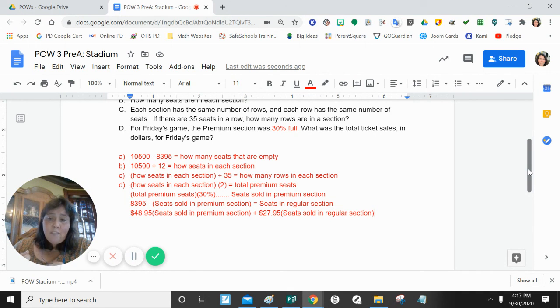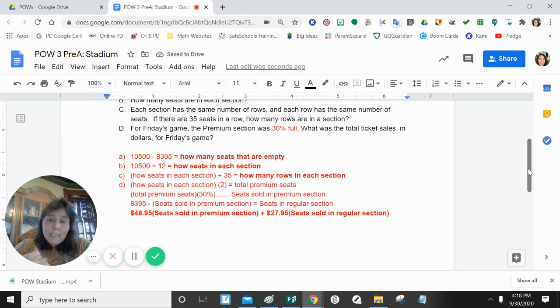So there's 4 things that you have to do for your POW. How many seats are empty? How many seats in each section? How many rows in each section? And then the final price for how much money they made from ticket sales alone for Friday's game.